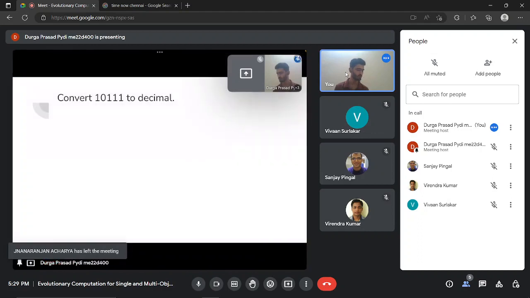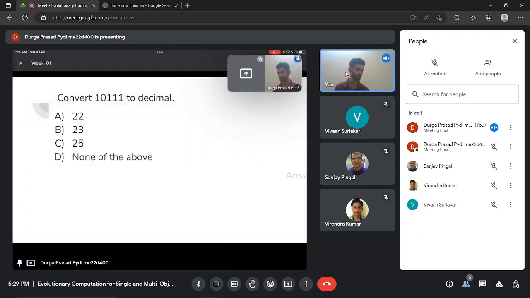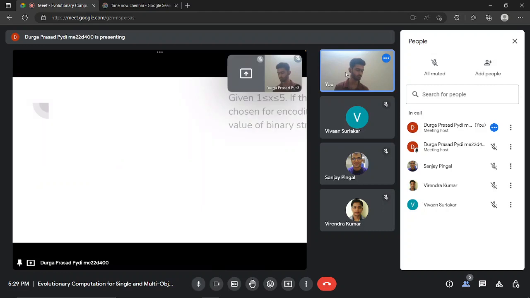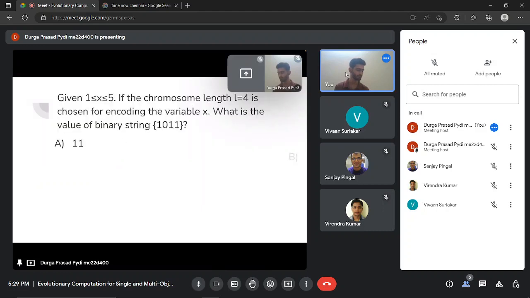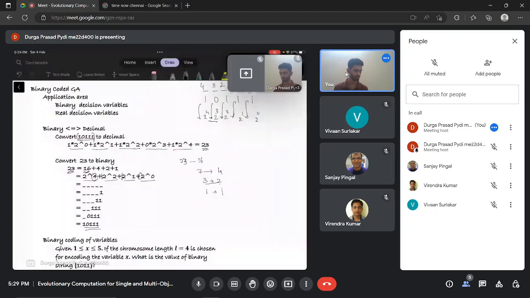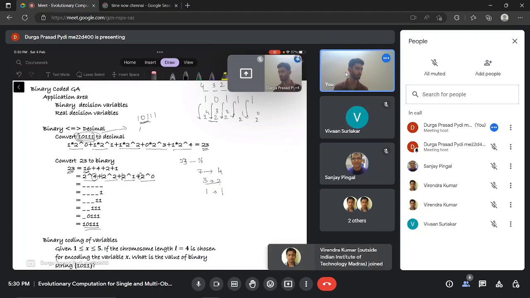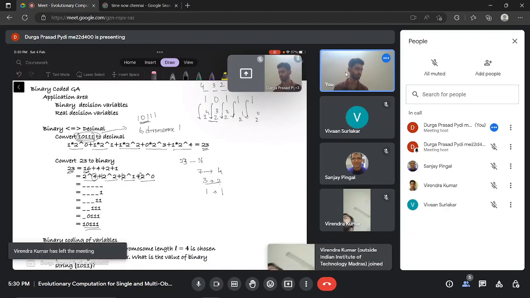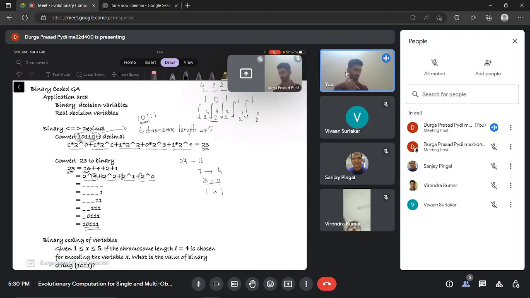Just quickly go through it. So this is the same example. Now let's solve this particular problem. Here we have something called a chromosome length. Chromosome length is essentially the length of this particular string we are considering over here. In this particular case, 10111, your chromosome length will be 5.